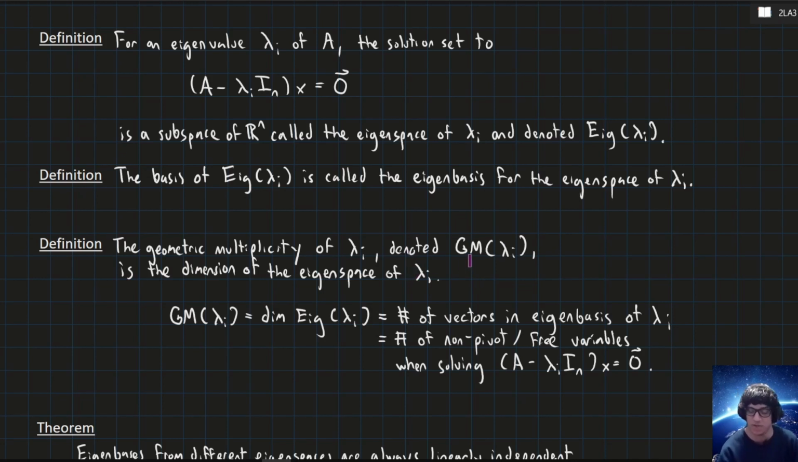Okay, so now we have two different types of multiplicity attached to each eigenvalue. The geometric multiplicity of an eigenvalue is equal to the dimension of the eigenspace, which of course is equal to the number of vectors in the eigenbasis. And that's equal to the number of free variables you get when solving this homogeneous system.